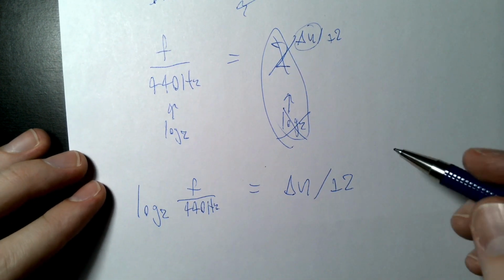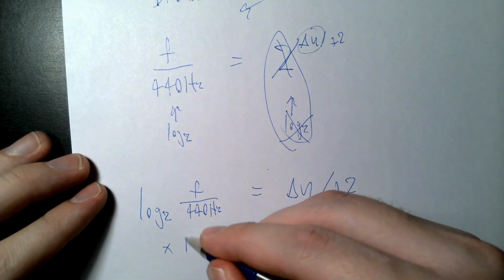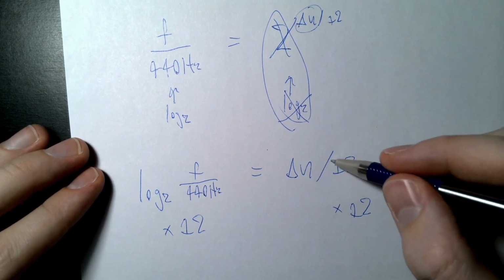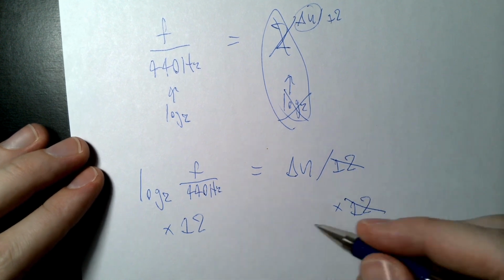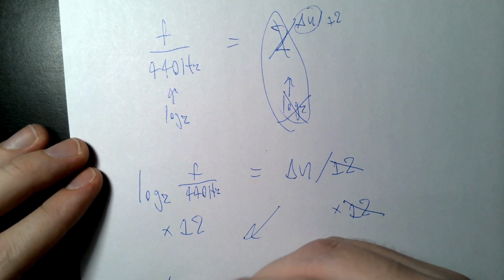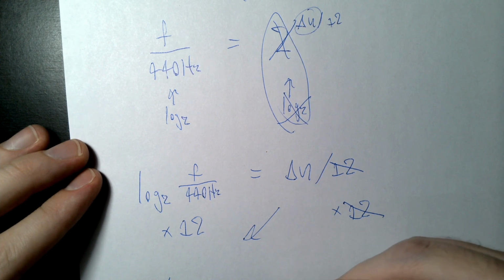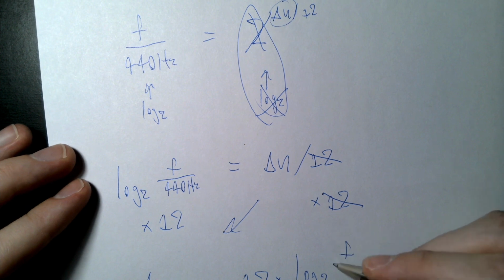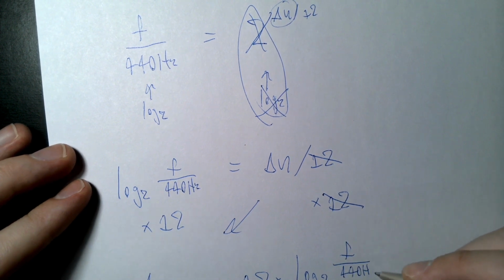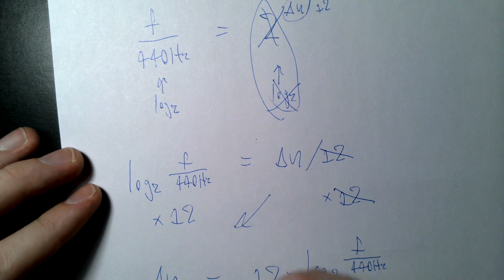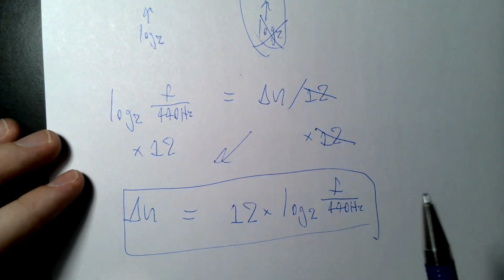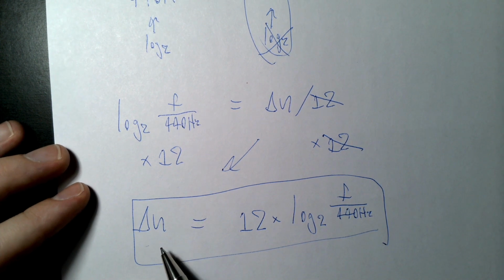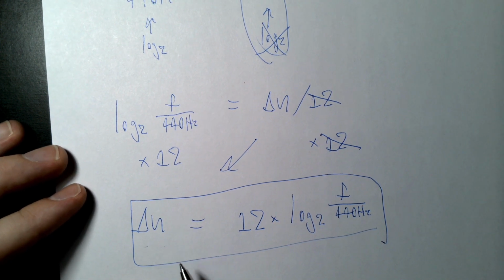Okay, and the final step is to multiply both sides by 12. Then the over 12 and times 12 cancel, and I'll put the delta n on this side again. Delta n equals 12 times log 2 of f over 440 hertz. And so that's it, I guess. Okay, there we go. So delta n tells us how many semitones we are above the A4 key.